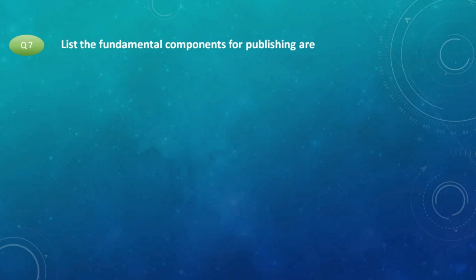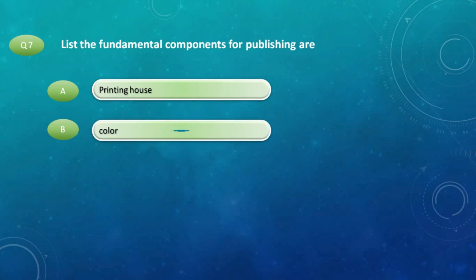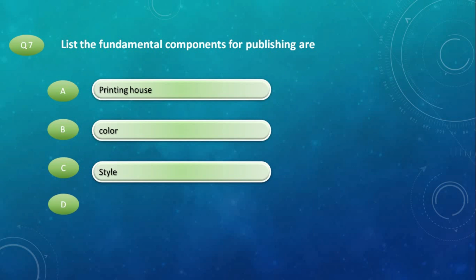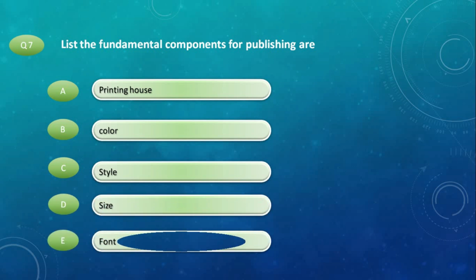List the fundamental components of publishing. The fundamental components of publishing are, first one we have printing house, color, style, size, font.